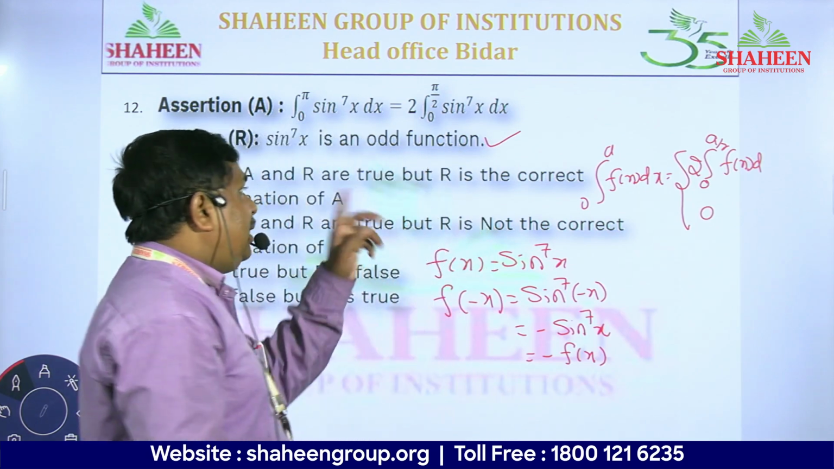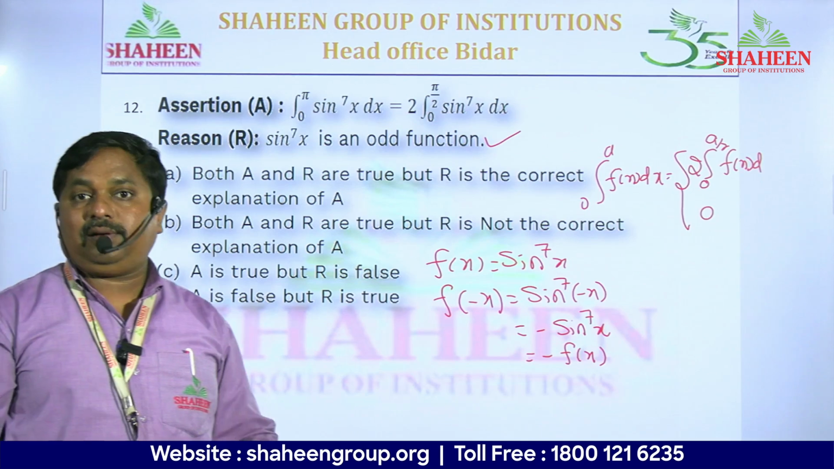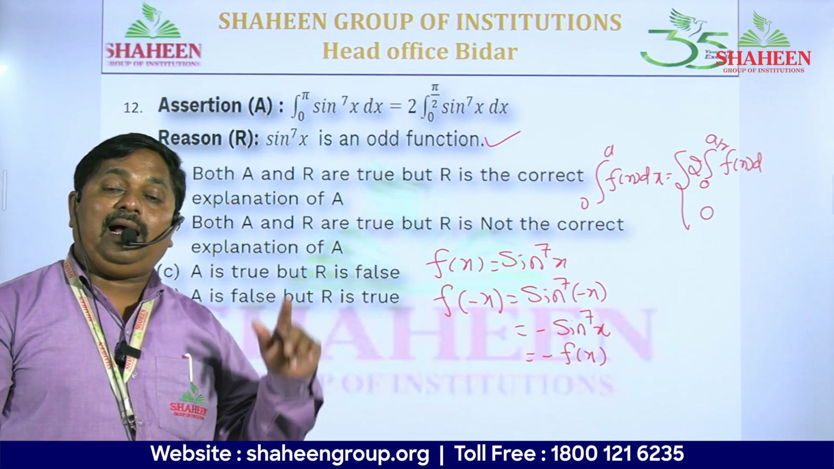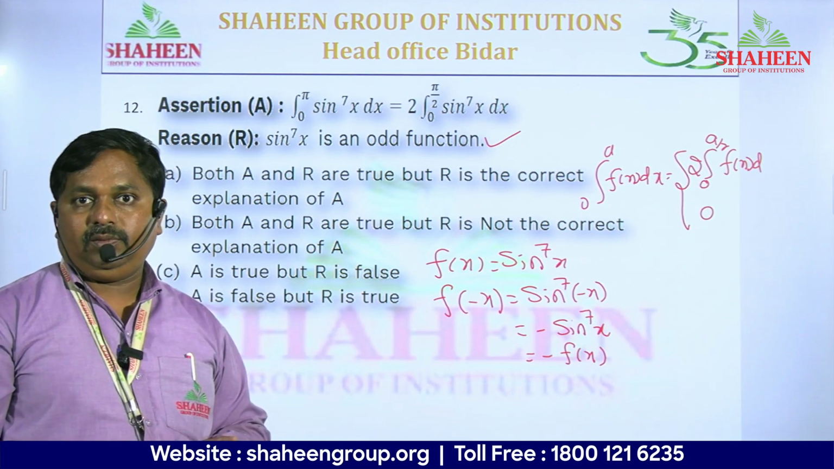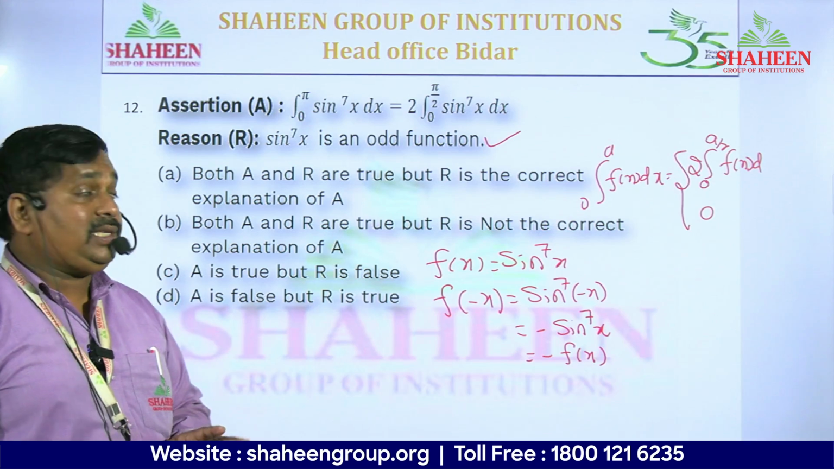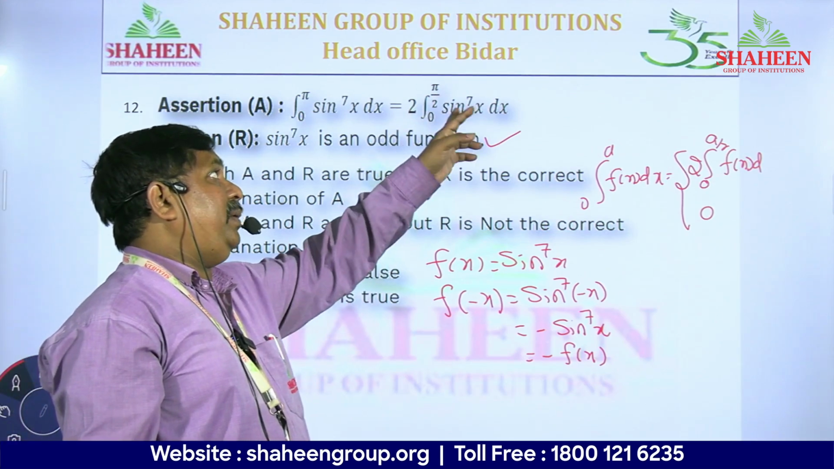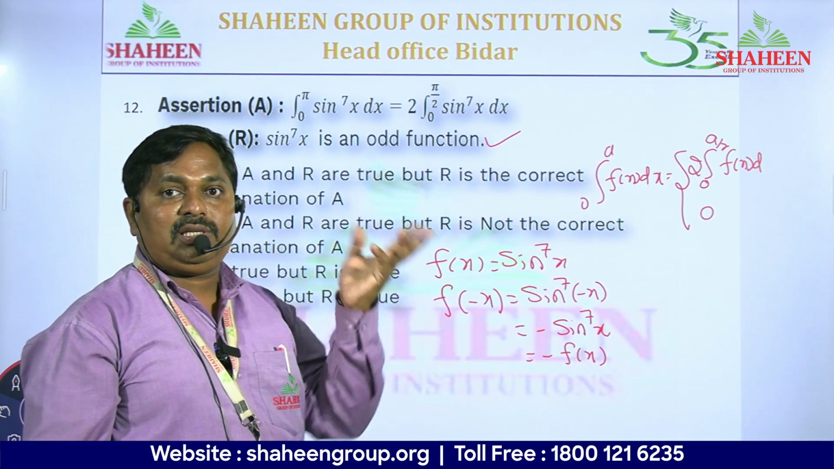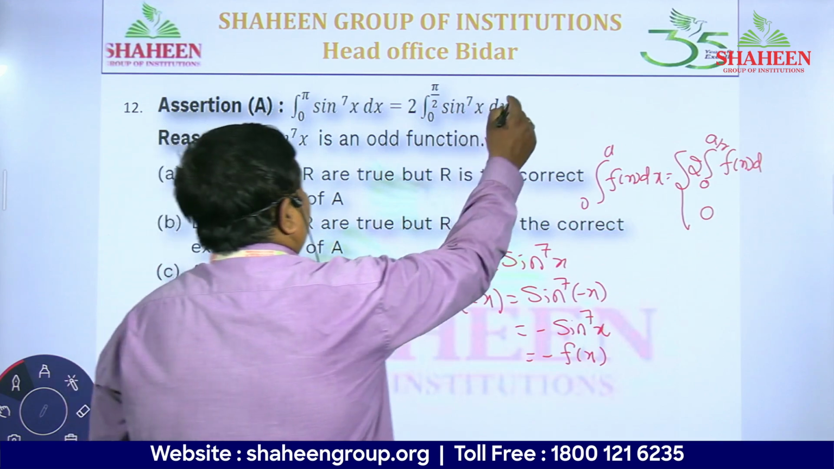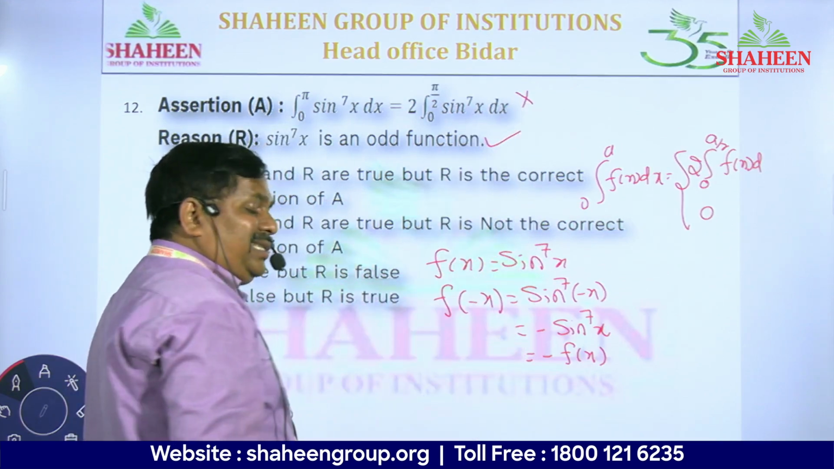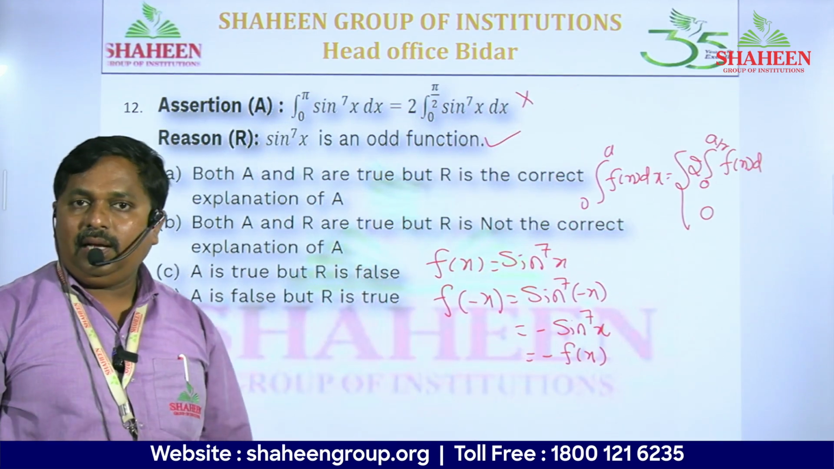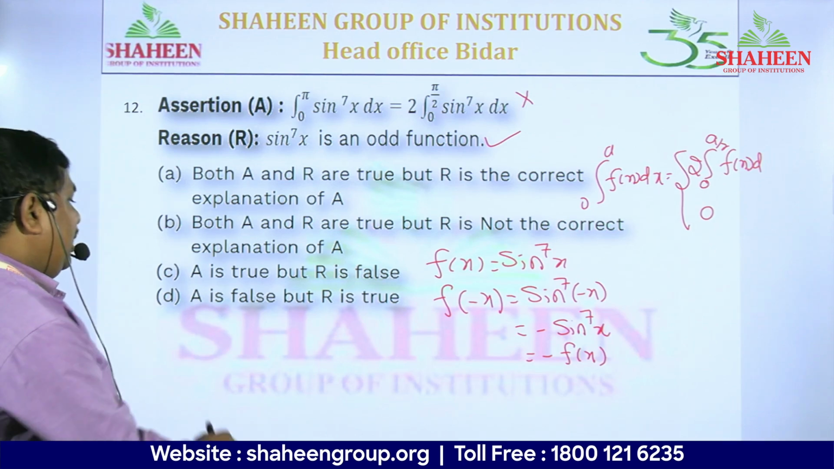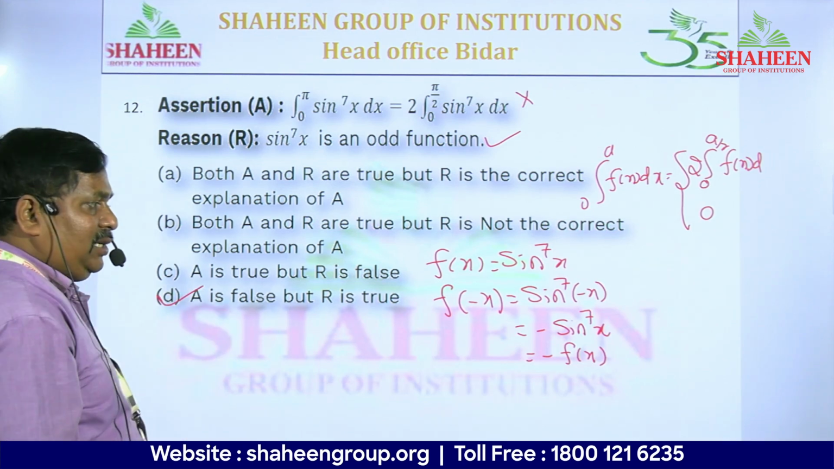The statement of the reason is correct. It is an odd function. If it is an odd function, then its answer should be 0. But what is given here? 2 times 0 to pi by 2 sin power 7x dx. So this is wrong. Assertion is wrong and reason is right. The fourth option is correct here.